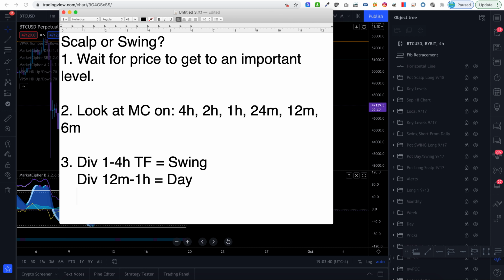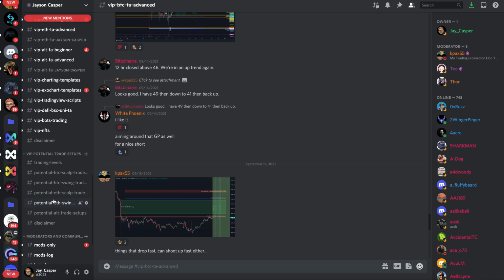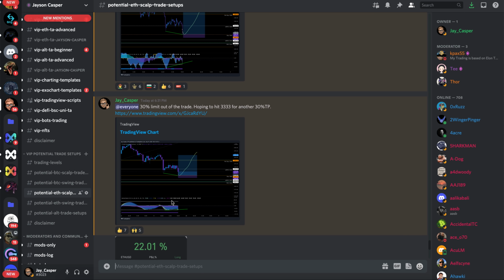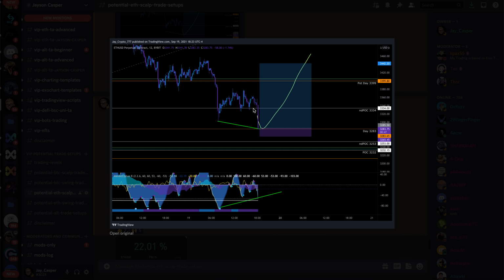And then if you only see the divergence on, let's say, the 24-minute and down, that would be more of a scalp. And for these trades, you need to be quick, right? So, for example, the trade that I just entered, the one that I posted in the Ethereum channel here, Ethereum scalp trades down here, what did I see as I was coming down to this time frame? I only saw a divergence on the 12-minute and down, and they were honestly kind of weak divergences.